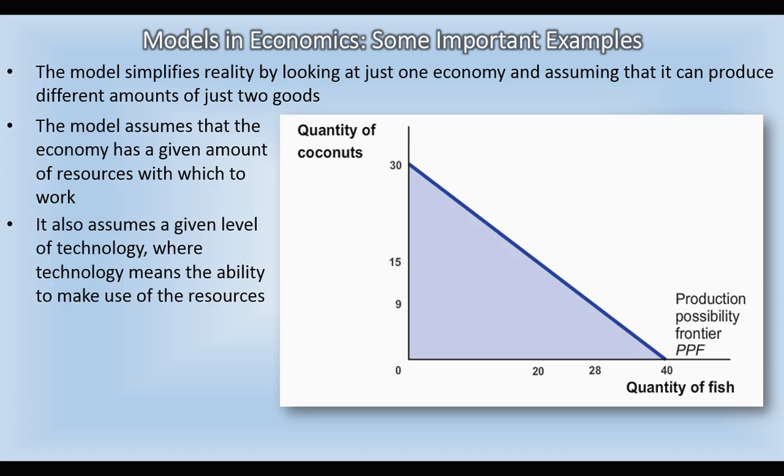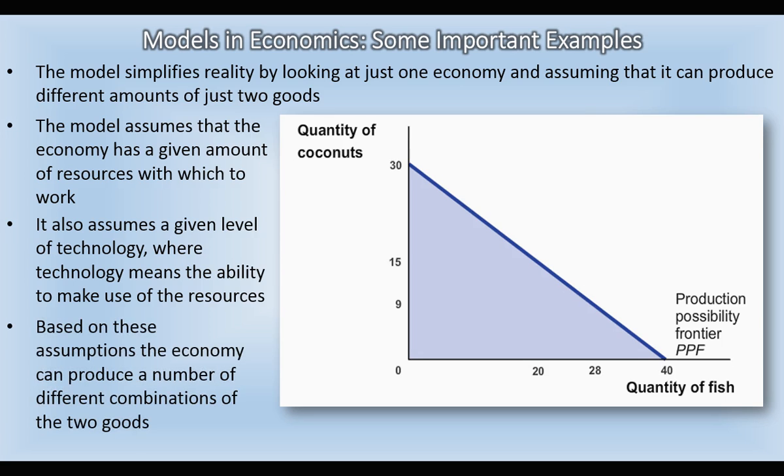It also assumes a given level of technology. So the productive capacity of the economy is fixed as well. So the amount it uses to produce is fixed. So the amount of people and machines and all this stuff, it's fixed. It's not changing. And then also the level of technology that you have to produce is not changing either. So it's not evolving. You can't get more efficient at producing while you're living in this simplified world, unless we say that that's going to happen.